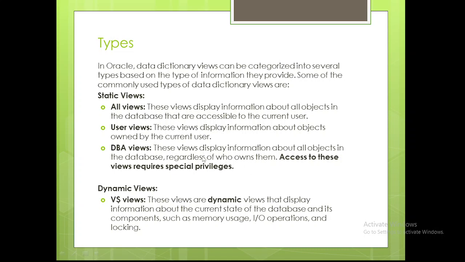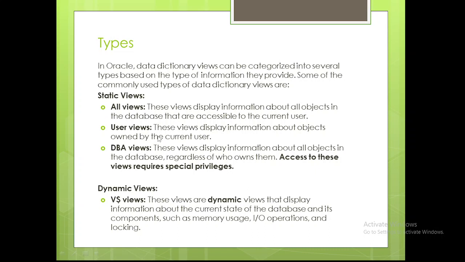Like a DBA can access all the tables, all the views of the database. So these are the ones which start with DBA underscore views, DBA underscore tables, DBA underscore columns. Those are owned by database administrators only. So these are accessible to the users who have special privileges like DBA, or if we grant some DBA privilege to some other user, so that user can access these views as well.